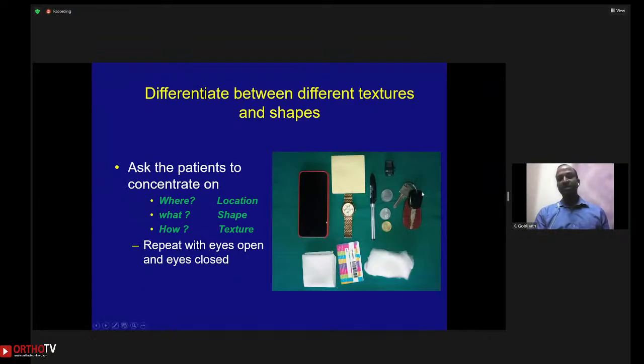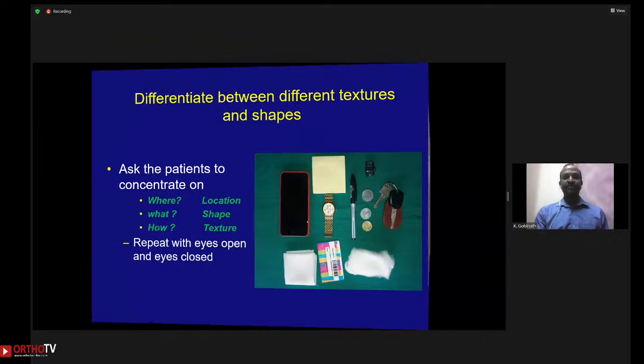These are things everyone carries in daily living: a mobile phone, a hanky, a watch, a pen, some coins and keys. Whenever they touch or carry an object, they should just feel it: what it is, where it is, what shape it is, and what texture it is. Every time they have to feel it; it's not just holding it. Once they start feeling it, the sensory receptors will activate and give a sensation, and the brain will interpret it to get the correct sensation.